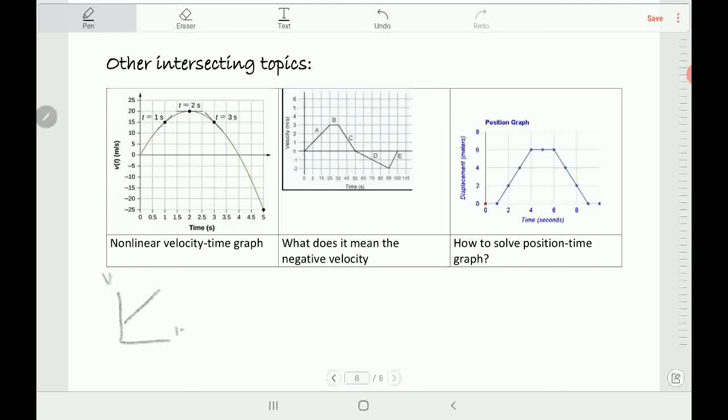And also, there are other graphs. We just learned the velocity time graph, but there is a position time graph. There is an acceleration time graph. There are other graphs that will come in the future when we have a chance.